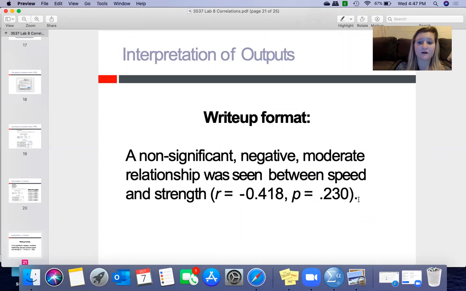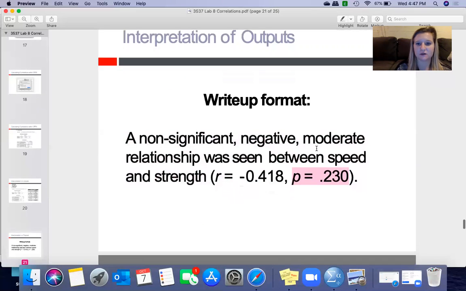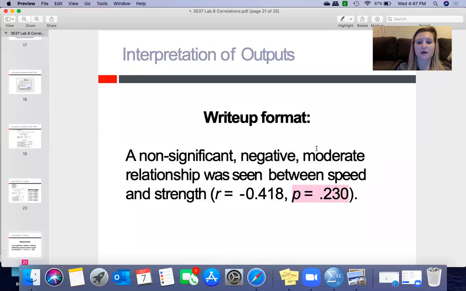You can go ahead and copy and paste this exact write-up into your assignment document. Just make sure you are changing the values. I just want you to use this format. So I have a non-significant, negative, moderate relationship between the variables speed and strength. And when we're reporting on correlations, we always put our correlation coefficient, or r, in parentheses behind the sentence, as well as our p-value. And that is what this will look like for running and interpreting correlations.